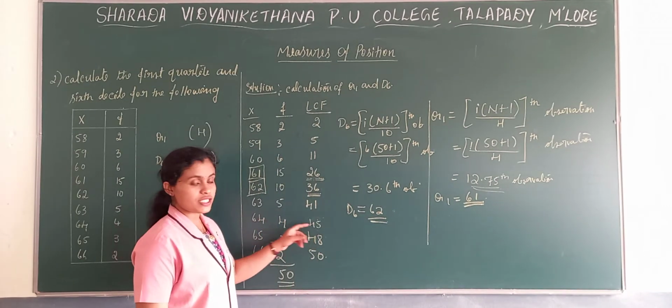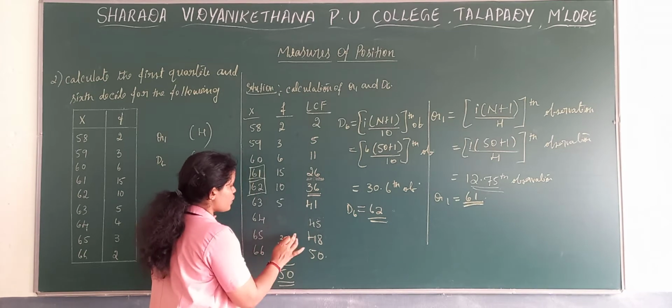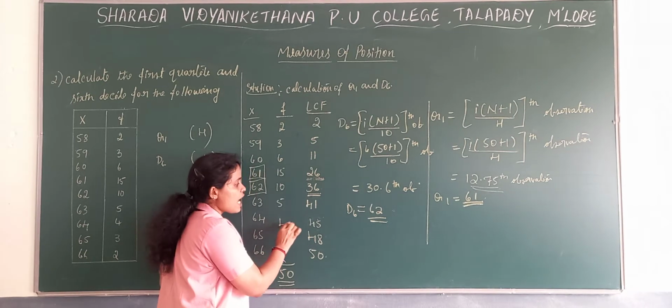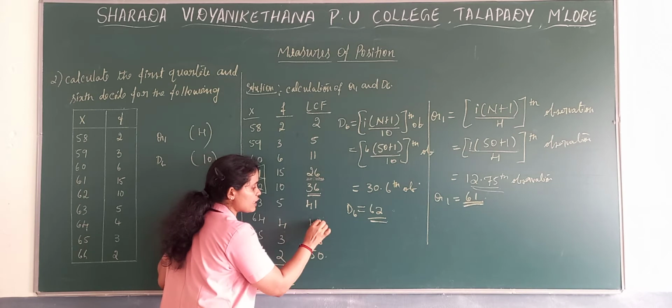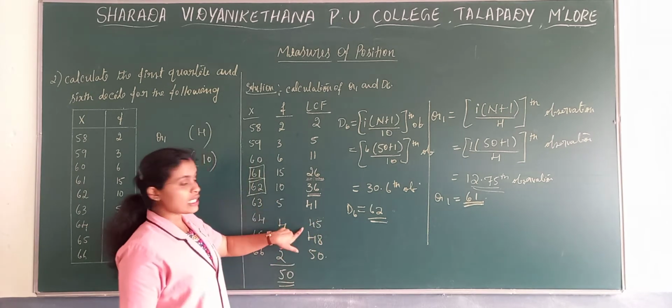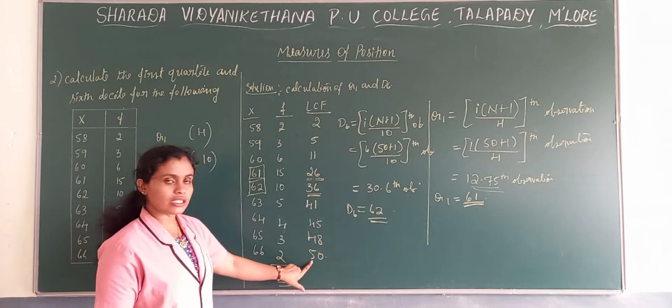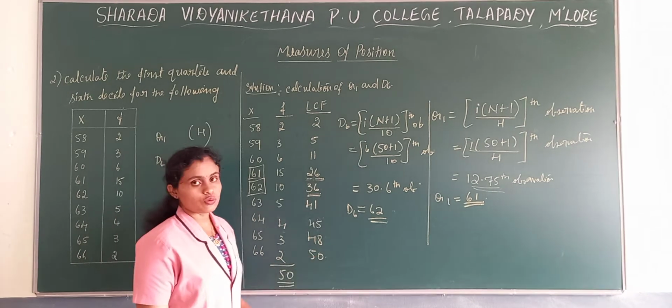See, there was a small mistake. Here your frequency is 4 as it is, and 41 plus 4 we get here 45. We have made some calculation mistake, so altogether we get here 50. We will move to the next problem.